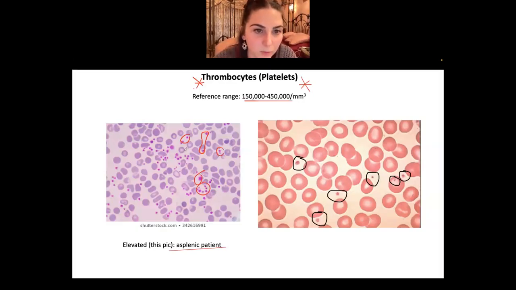Someone that can't remove all these additional platelets would be asplenic, or there are platelet disorders where you just make more platelets. That's next year, that's going to be a hemonc thing. But if it's not one of those disorders where you're making more platelets, think asplenia. So if you're seeing target cells, Howell-Jolly bodies, and elevated platelets, again, asplenia, or the spleen's not working or something's wrong with the spleen.